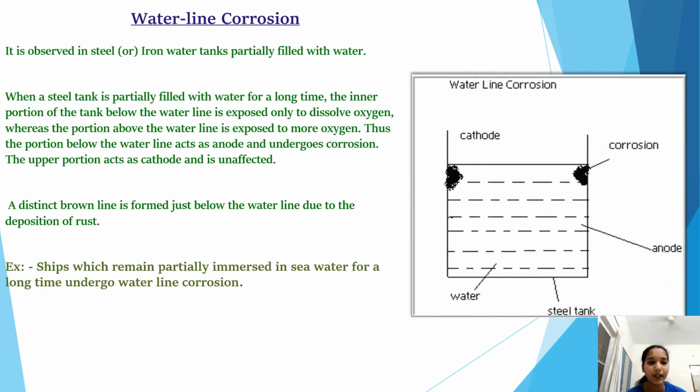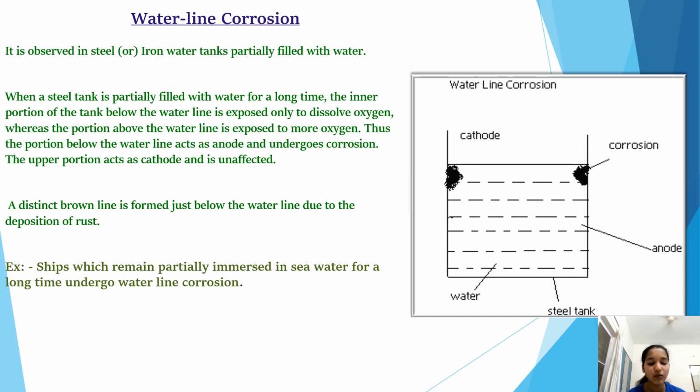Waterline corrosion. It is observed in steel or iron water tanks partially filled with water. When a steel tank is partially filled with water for a long time, the inner portion of the tank below the waterline is exposed only to dissolved oxygen, whereas the portion above the waterline is exposed to more oxygen. Thus, the portion below the waterline acts as anode and undergoes corrosion. The upper portion acts as cathode and is unaffected.